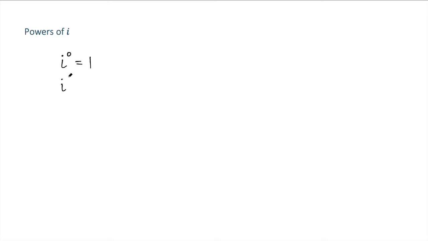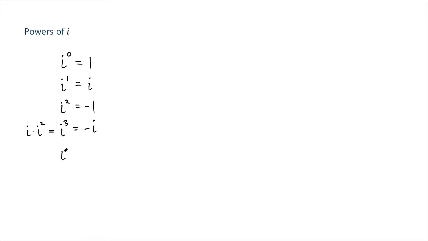Of course, i to the 1 is equal to i. i squared, from the definition of i, is negative 1. Let's look at i cubed. Well, i cubed is i squared times i. I'm going to write that over here: i squared times i. But i squared is negative 1. So this is negative 1 times i, which is negative i.